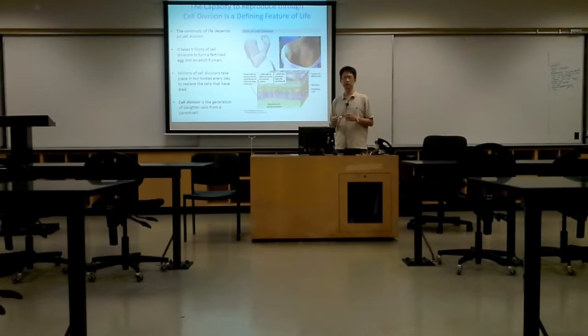So remember in the first lecture we talked about the 7 characteristics of living organisms. One of them is that we are able to reproduce, and most importantly, we are able to grow. And I mentioned before there are 2 ways for us to grow. One is to increase the number of cells. The other one is to increase the size of the cell. So tonight we will talk about how we increase the number of cells.